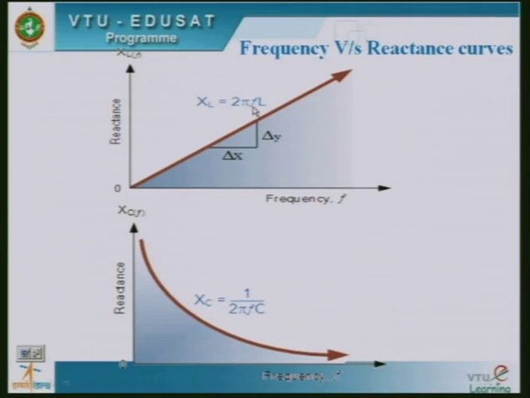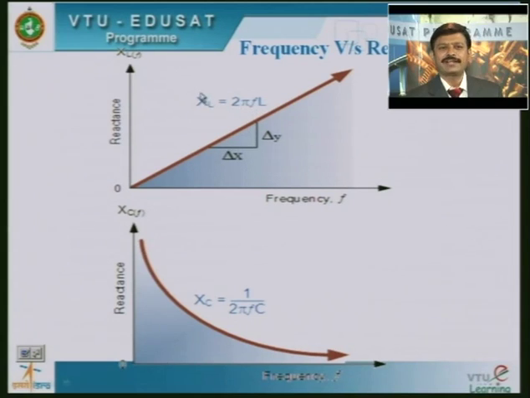Let us continue with this graph. As I told, when frequency is less, inductive reactance is also less, and the circuit behaves like a short circuit. If frequency is increased, inductive reactance also increases, and when frequency is infinite, inductive reactance is also infinite, and the inductive circuit behaves like an open circuit. Next, coming to the second graph.